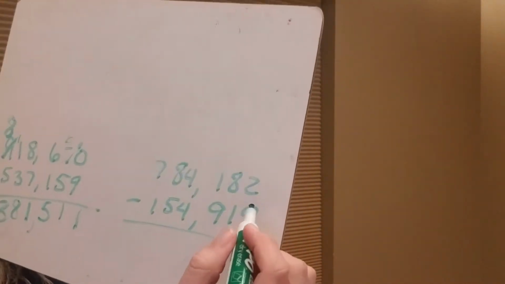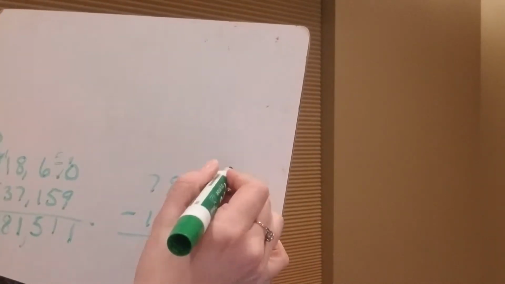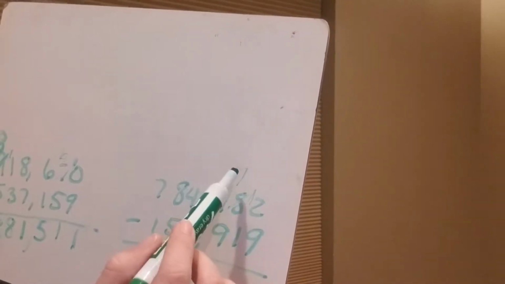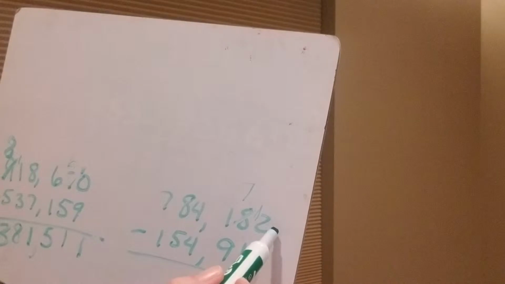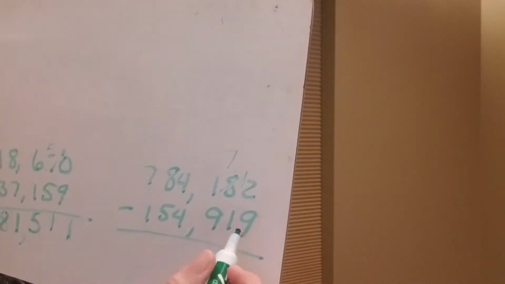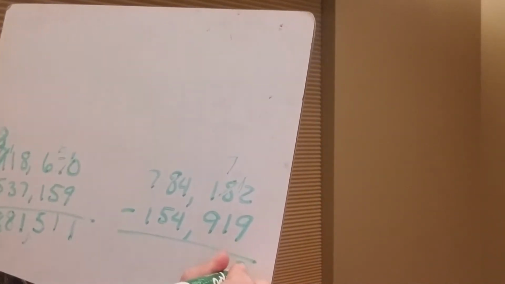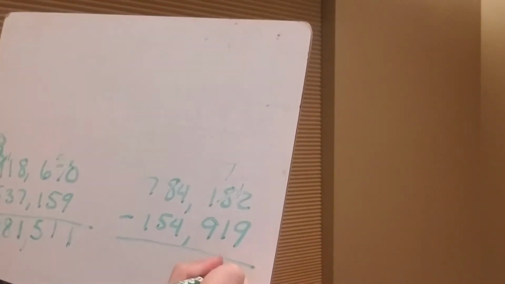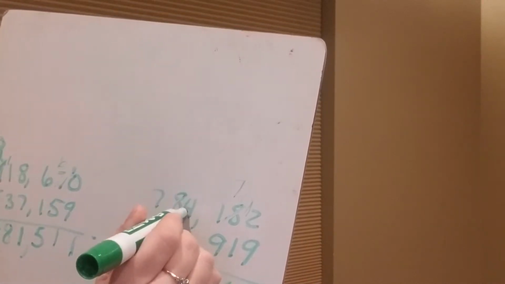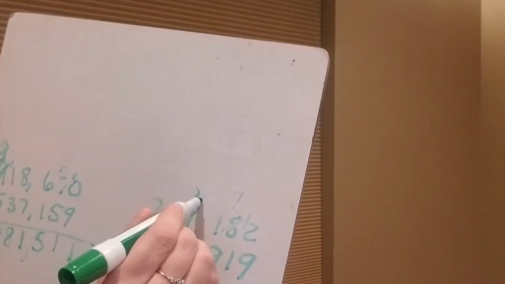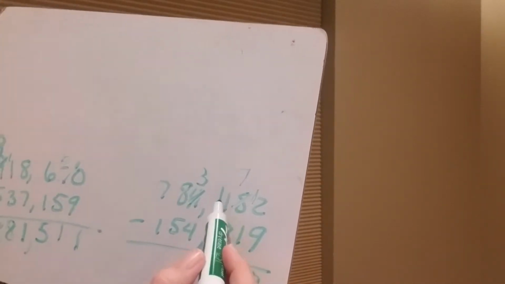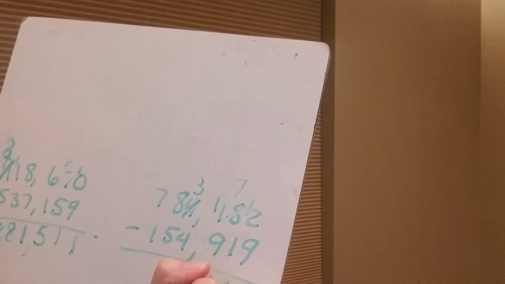2 minus 9, I cannot do that, so I have to borrow from the 10s, 7 tens, and now I have 12 ones, because I took a full 10. I borrowed a 10, that's 10 ones, and I already had 2 ones, so now I have 12. Okay, so there's 3, because 12 minus 9 is 3, 7 minus 1 is 6, 1 minus 9, I cannot do that, so I borrow from the thousands. Now they only have 3,000, and I have 11 hundreds. Okay, so 11 minus 9 is 2.